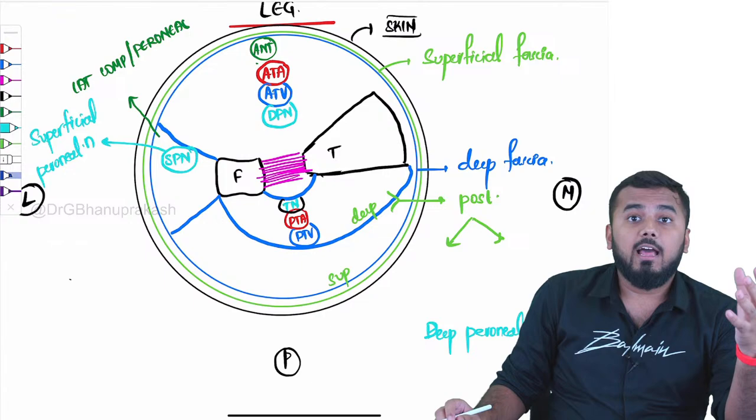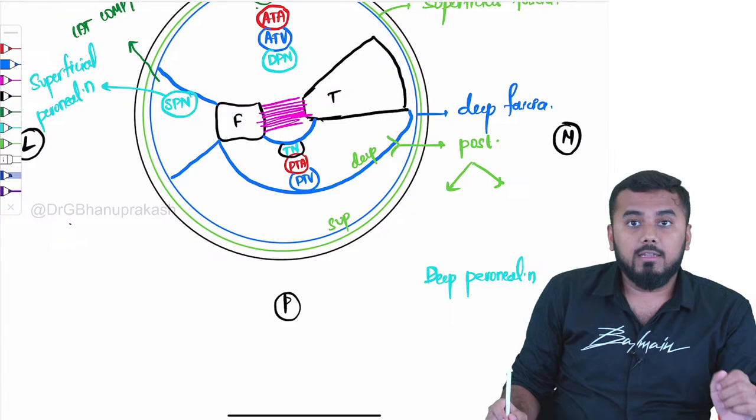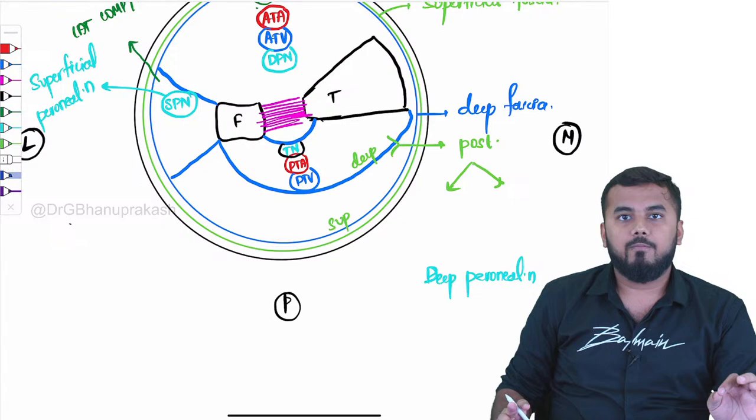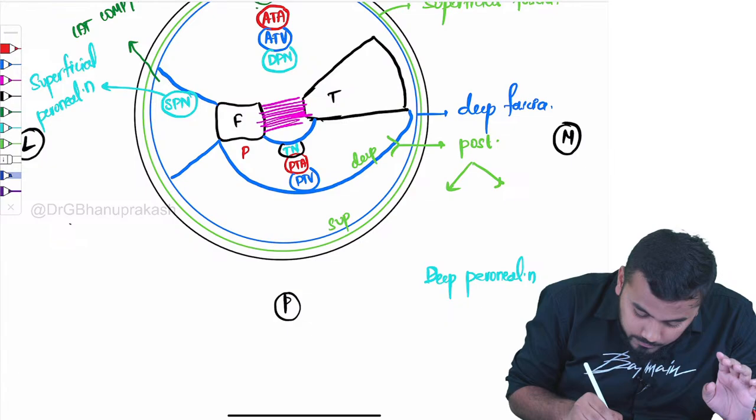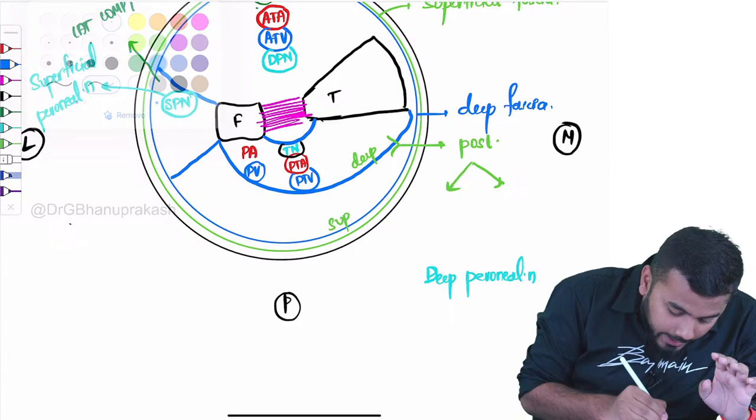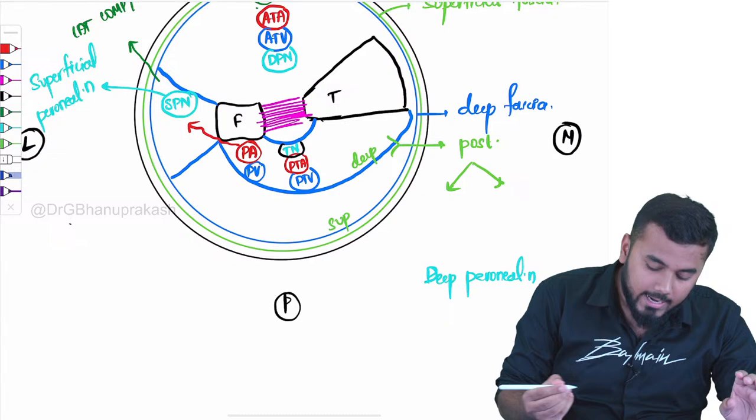Then how are the muscles of the lateral compartment going to survive? The lateral compartment's artery and vein are located in the posterior compartment itself. In the posterior deep compartment only, I have got peroneal artery and peroneal vein, both of them located here. The peroneal artery will extend its branches into the lateral compartment. The peroneal vein also will extend its branches into the lateral compartment.